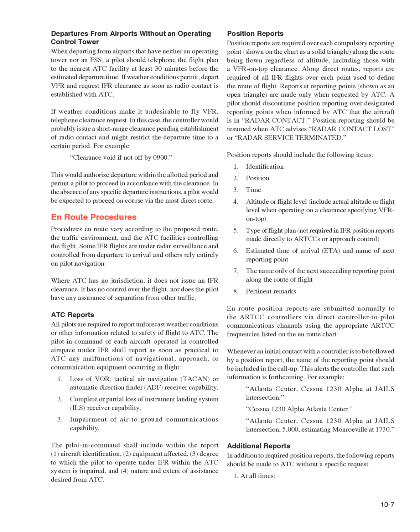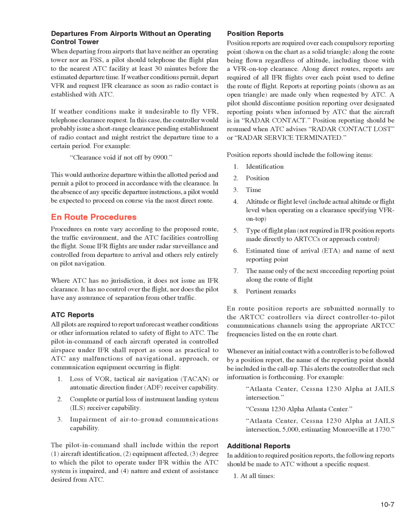Position reports made directly to ARCs or approach control: 6. Estimated time of arrival, ETA, and name of next reporting point. 7. The name only of the next succeeding reporting point along the route of flight. 8. Pertinent remarks on route.